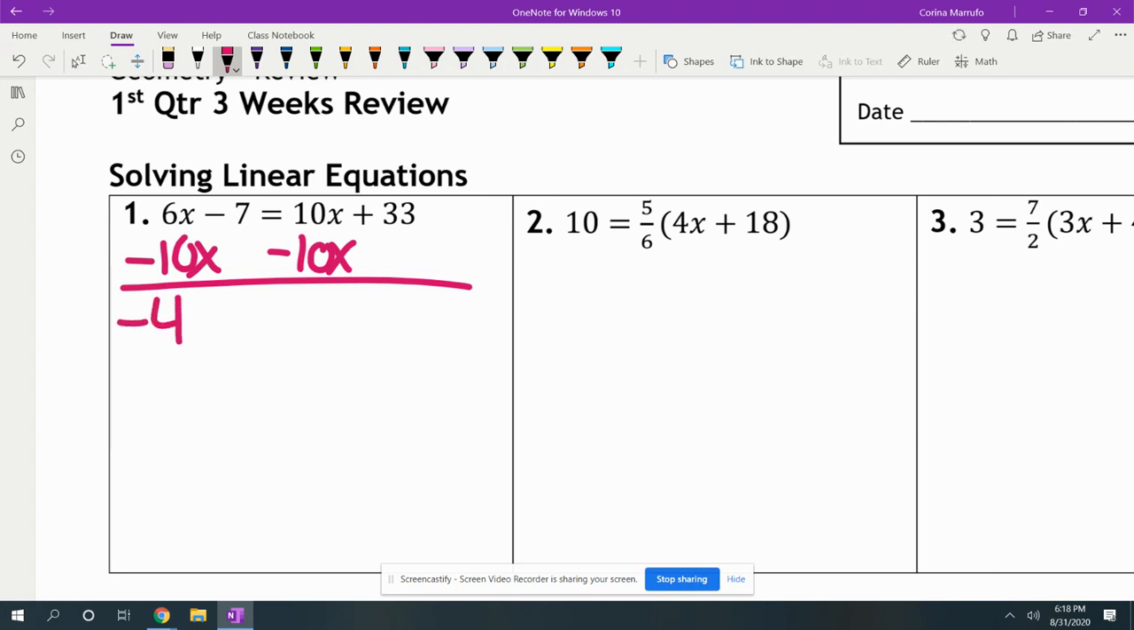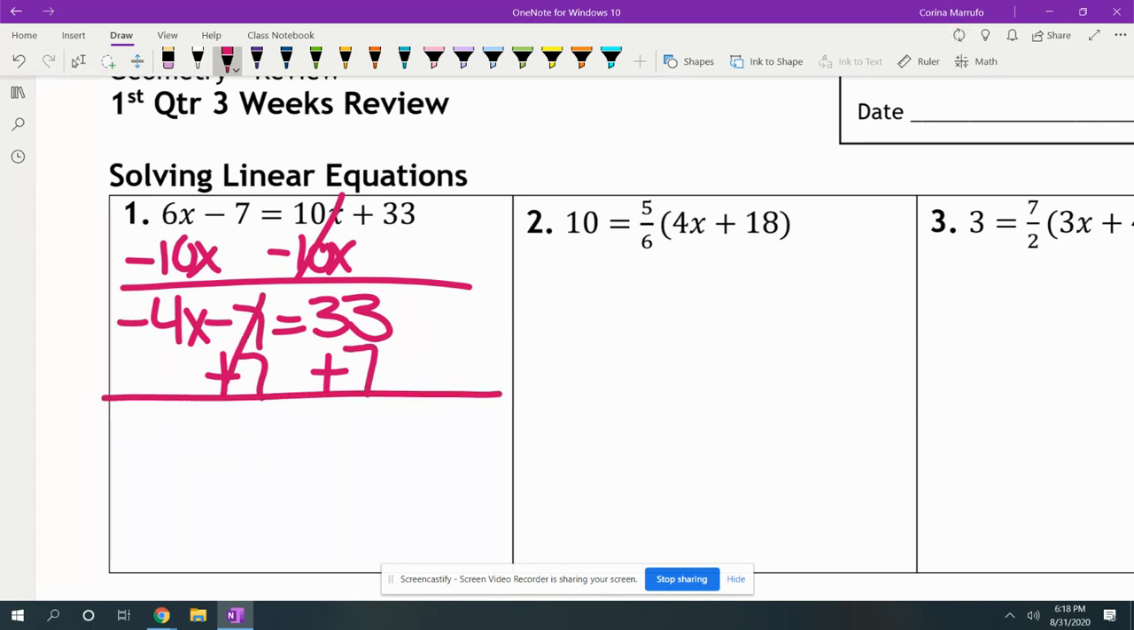We get negative 4x minus 7 equals 33, because the 10x's cancel out. And from there, we're going to go ahead and move over the negative 7 by adding 7. What we do to one side, we have to do to the other side. This cancels. We get negative 4x equals 33 plus 7 is 40.